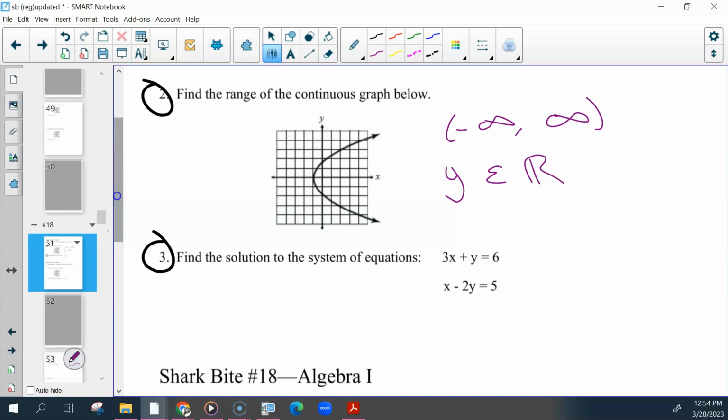All real numbers. So are we going from this to that or this to that? Lowest to highest, for range. It depends on what it's asking.